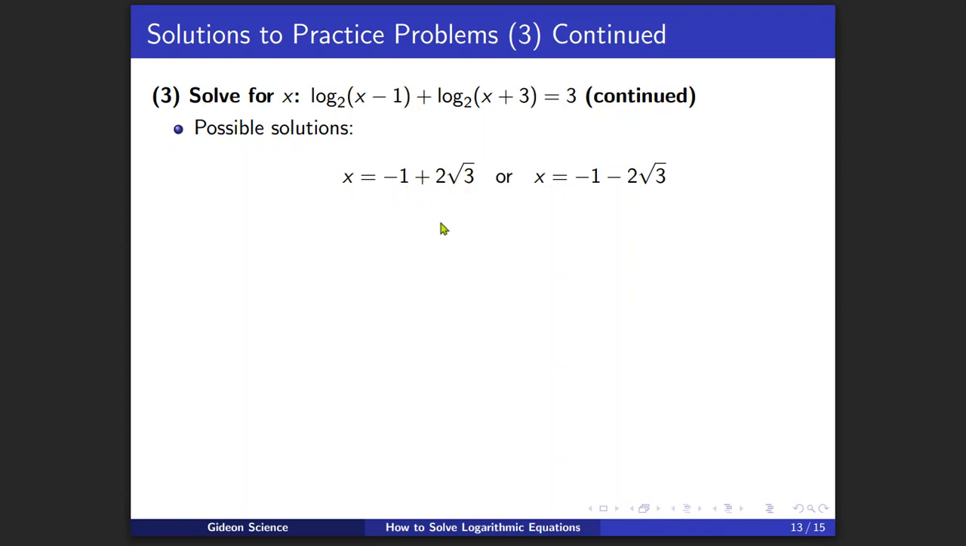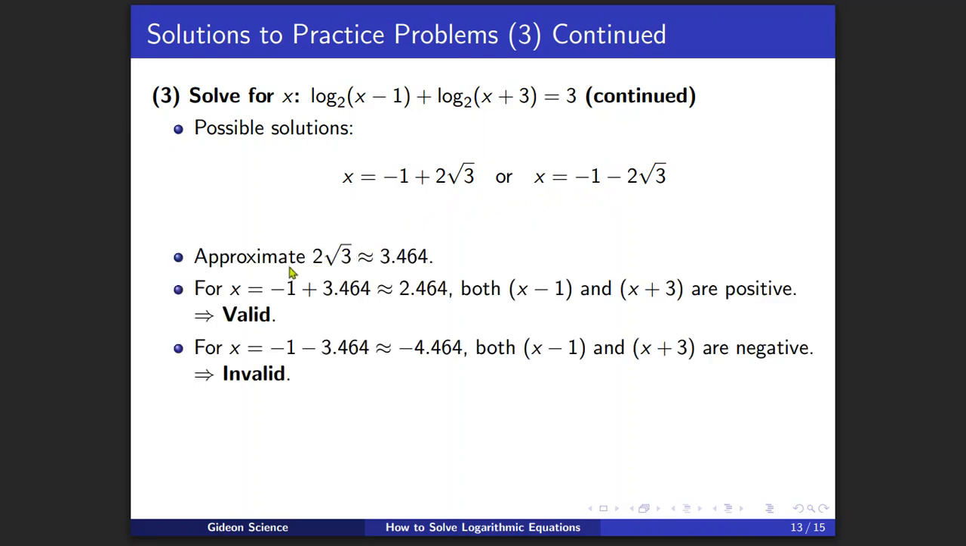So x equals minus 1 plus 2 root 3, or x equals minus 1 minus 2 root 3. So approximately x will be this. You can see that 2 root 3 is approximately 3.464. So for x, you have this, which is approximately this. So both x minus 1 and x plus 3 are positive, valid.